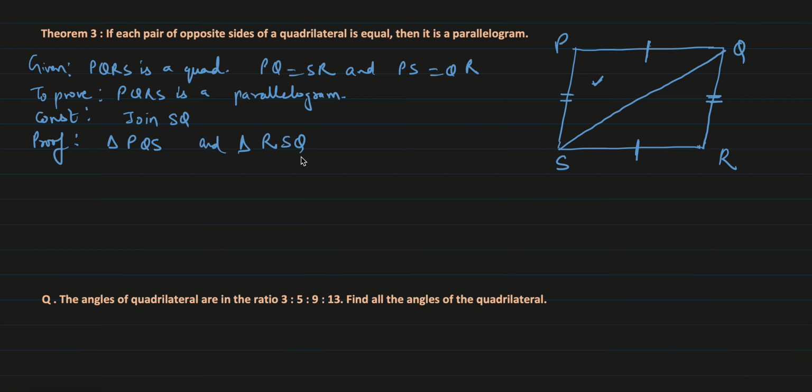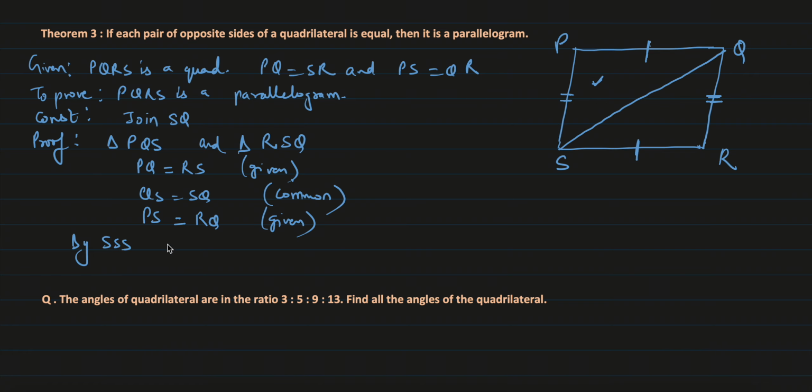Now what all is given equal? I will prove the two triangles congruent. So I have PQ equals RS, that's given. Then QS equals SQ, that is a common side. Now we have PS equals RQ, this is also given. So by what congruency? By SSS, triangle PQS is congruent to triangle RSQ. We got these two triangles congruent.